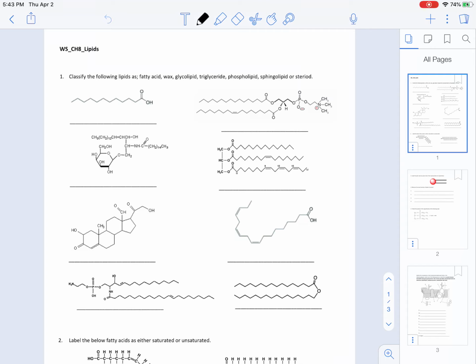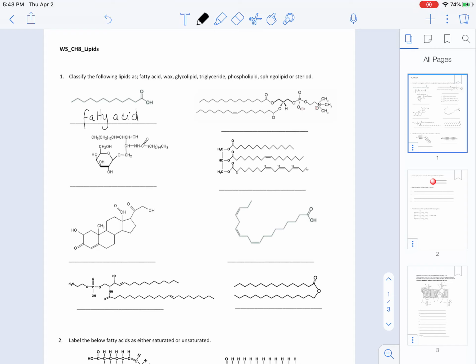These are the answers for the worksheet for Chapter 8, which deals with the topic of lipids. On item 1, we need to classify the following lipids as either fatty acids, wax, glycolipid, triglyceride, phospholipid, sphingolipid, or steroid. Let's go through each molecule. The first molecule that we see is called a fatty acid because it has a long chain of carbons and a carboxylic acid.